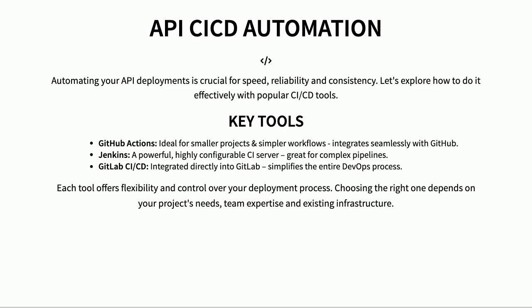Okay, let's dive into automating our API deployments. This slide highlights some key players in the CI/CD world: GitHub Actions, Jenkins, and GitLab CI/CD. GitHub Actions is really great for smaller projects because it's built right into GitHub and makes things super easy. Jenkins is a powerhouse, offering tons of customization options if you've got more complex pipelines to manage. And GitLab CI/CD? It's fantastic because it's all rolled up together within the GitLab platform itself, simplifying your entire DevOps workflow.